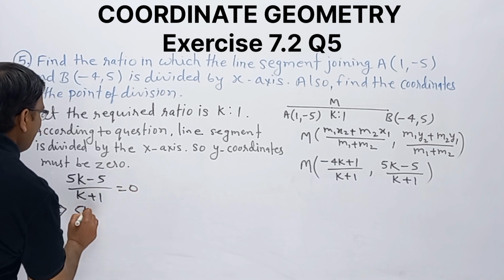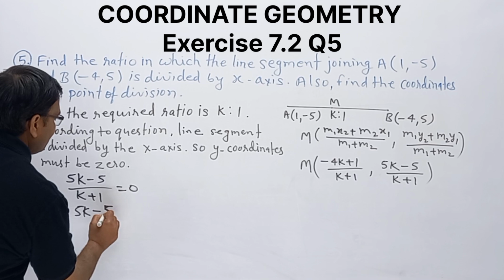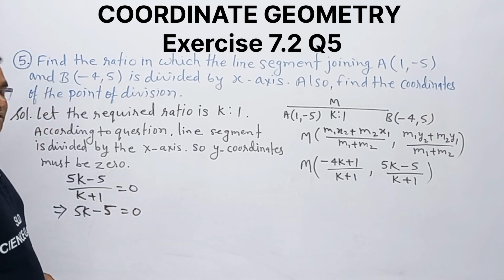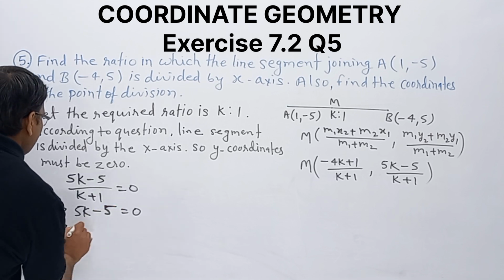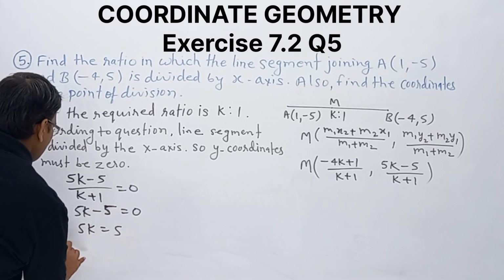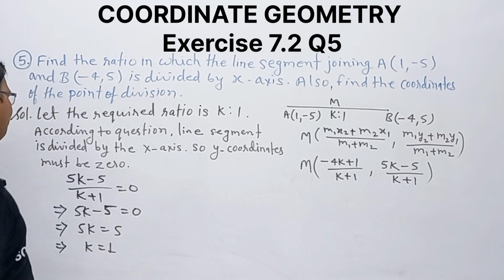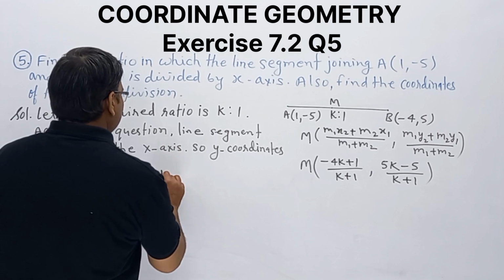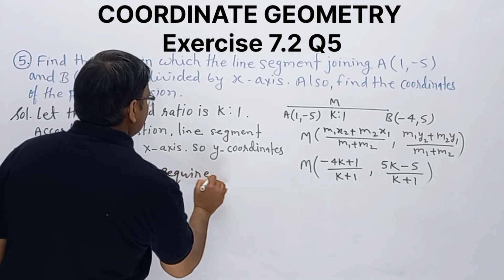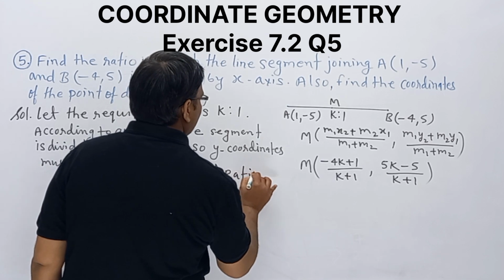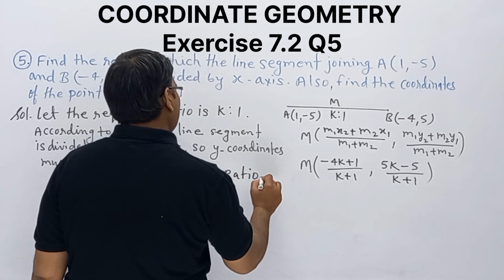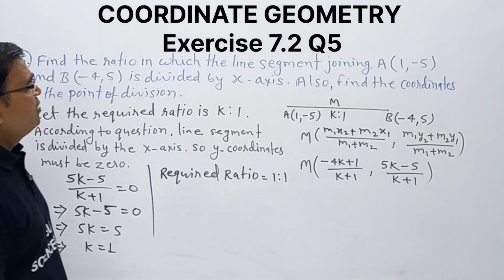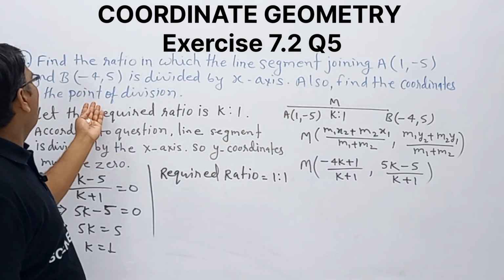Solve for k. 5k minus 5 equals 0, since multiplying 0 by the denominator gives 0. Then 5k equals 5, so the value of k is 1. So the required ratio is 1 is to 1. But we also need to find the coordinates of the point of division.